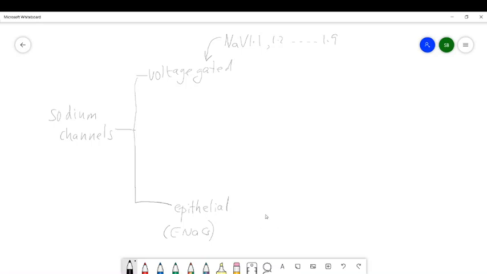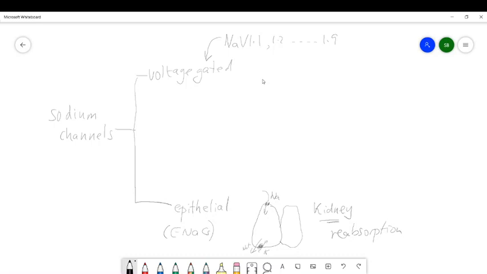Epithelial channels, they are not voltage gated. They usually occur in epithelia at the apex, and usually what happens is that sodium is pumped out by the sodium-potassium pump, potassium in, and that drives an influx of sodium, and we usually see this in places like the kidney where we're reabsorbing sodium. So we're not interested in those, we're interested in these.